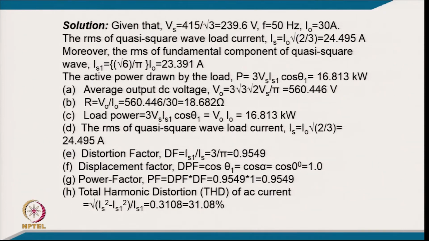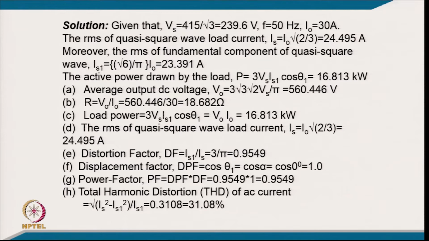The RMS of the quasi-square wave current with 120 degree pulse width will be I_0 into root 2 by 3, that is 24.49 ampere, and the RMS of the fundamental component I_s1 will be root 6 by pi I_0, that comes to 23.39 ampere. The active power drawn by the load, 3 Vs I1 cos θ1, comes to 16.813, and the average output DC voltage from this relation is 560.446, and the equivalent resistance of the load will be the voltage divided by the current on the DC side.